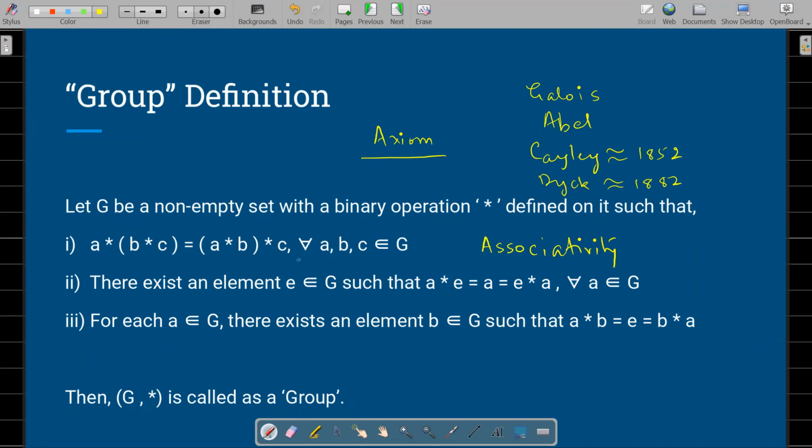So this sign stands for "for all". And I might use similarly one more notation. This stands for "there exists".